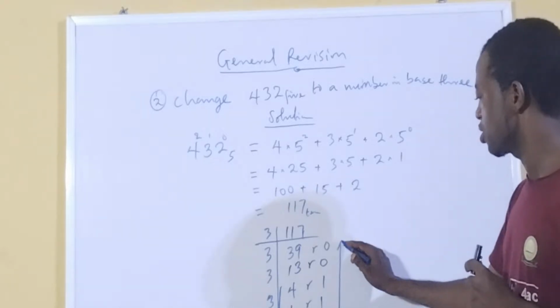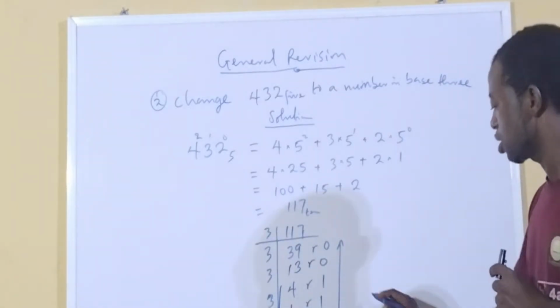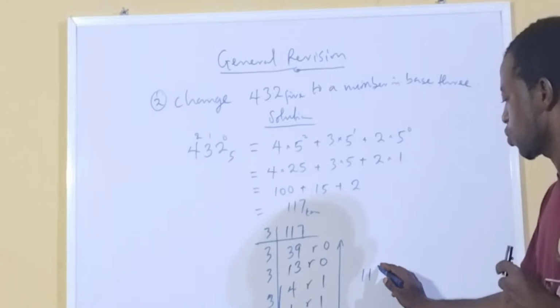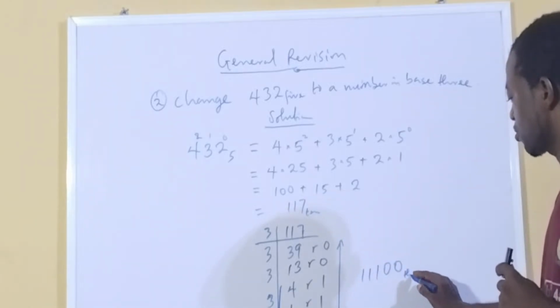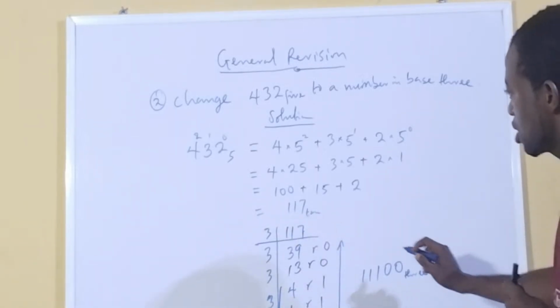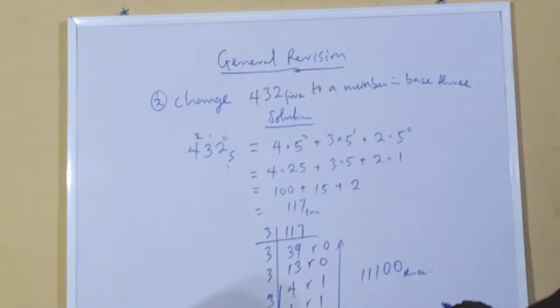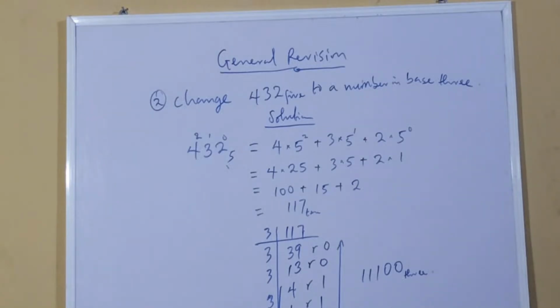So we can write the result from bottom up, and we have 11100 in base 3. Therefore, we have changed this number from base 5 to base 3. Okay?